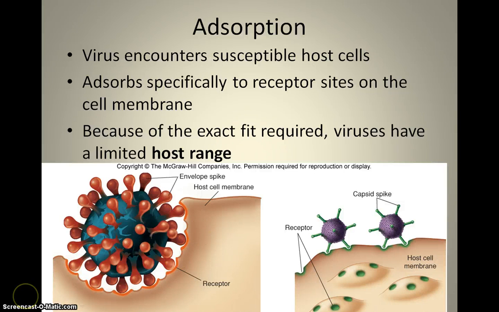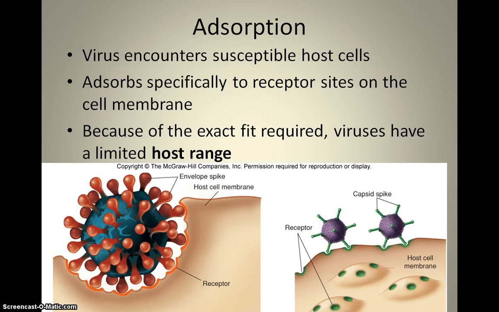So we have 2 examples. In this picture we have an enveloped virus, and in this picture we have a non-enveloped virus. An enveloped virus has these spikes, which remember came from the host cell membrane. So they can very easily attach and recognize the receptor sites on the surface of the host cell. Now, non-enveloped viruses typically have some protein spike of some sort that allows it to be recognized by the host cell membrane as well.